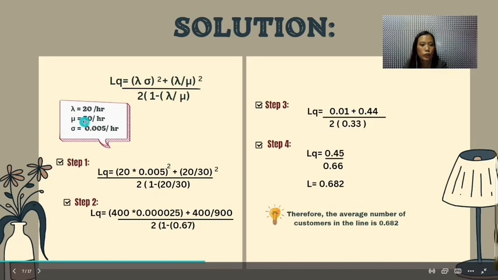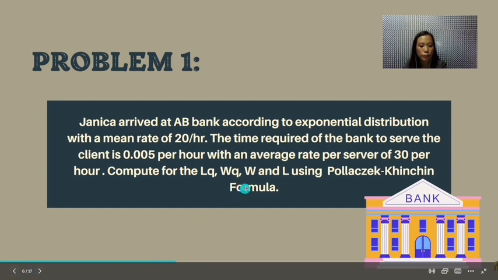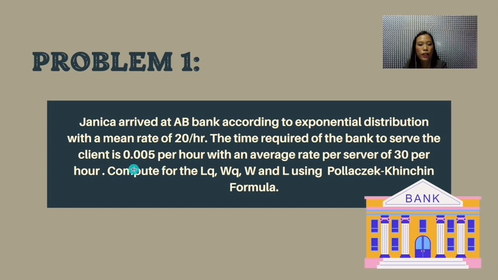Hanapin naman natin yung mu. So, yung mu, ito yung service rate per server. So, the time required of the bank to serve the client is 0.005 per hour with an average rate per server of 30 per hour. So, ang clue dito is yung average rate per server. So, yung mu natin is 30.